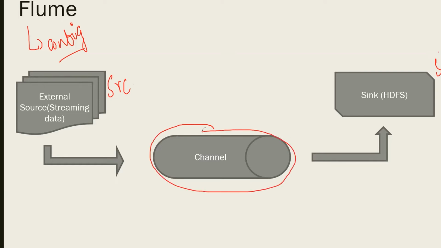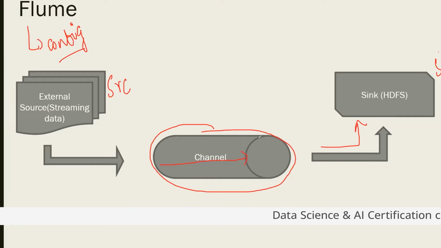Now, this channel is nothing but a pathway through which the records extracted from your external source will be pushed, and that will go and reside under the destination storage layer. This is a very high-level view of how a Flume configuration happens. Simply extract from a third-party source, pass it into a channel, and then place them into a sink layer, which can be an HDFS or any other file storage layer.